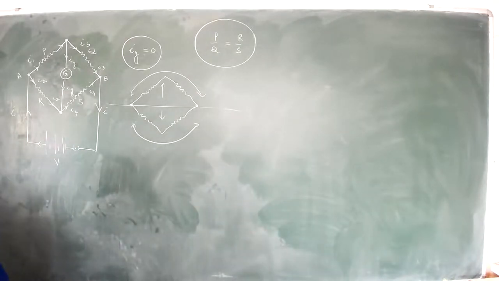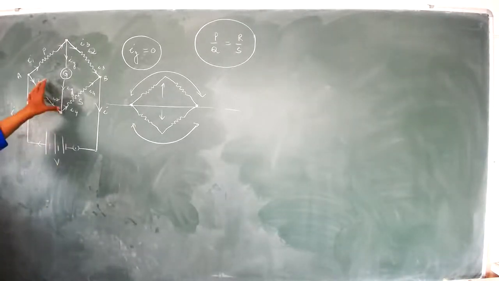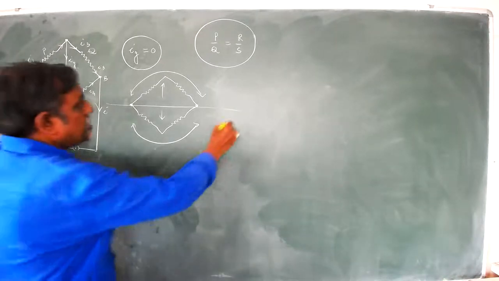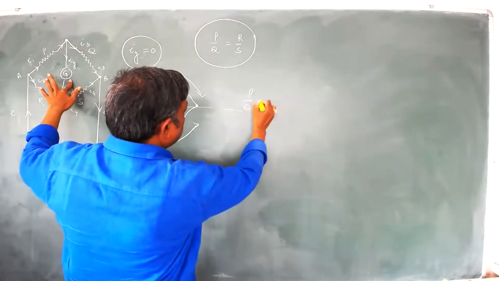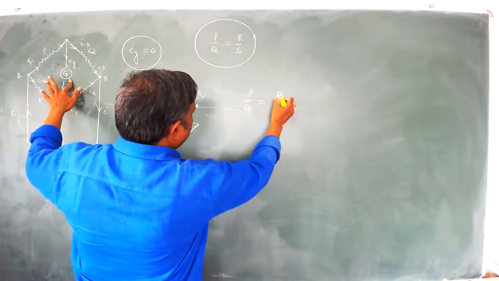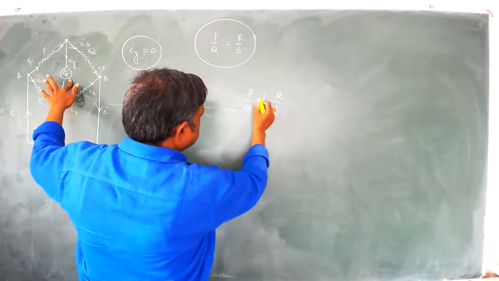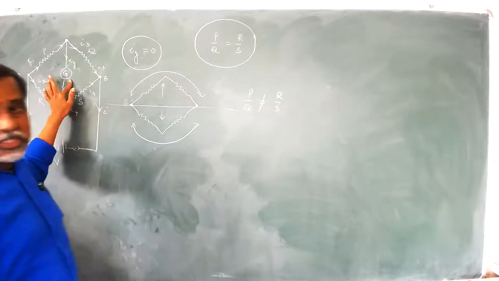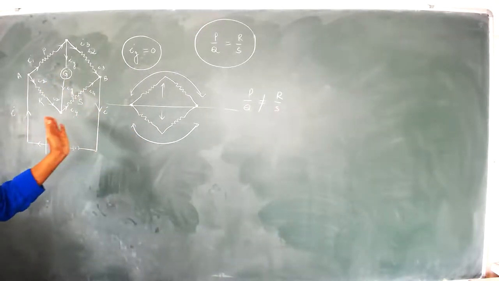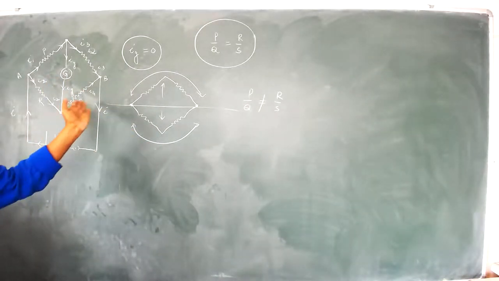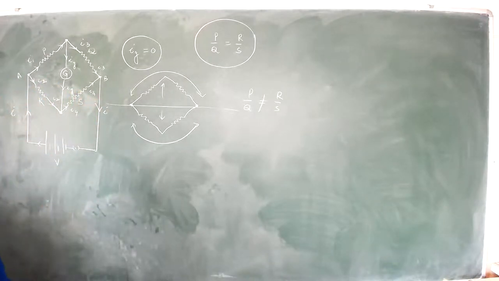But don't think that this type of balancing always happens. Sometimes the bridge is not balanced, depending on the given values, so you check like this. Here P by Q is not equal to R by S. When P by Q is not equal to R by S, then you need to go for Kirchhoff's laws. For both methods, you need to be ready.